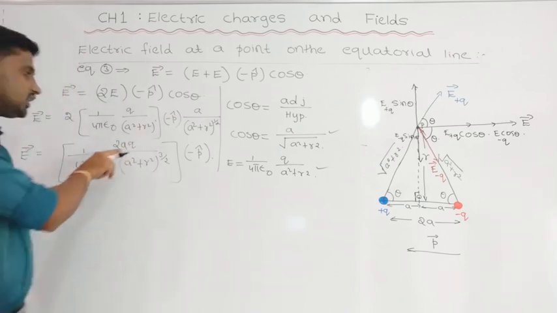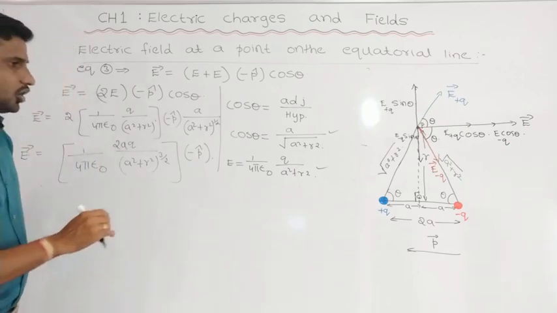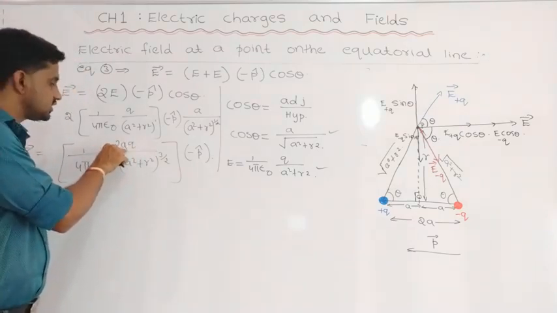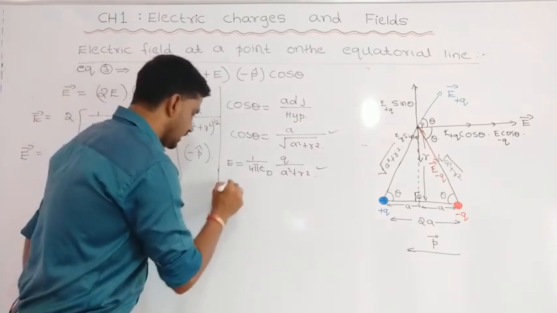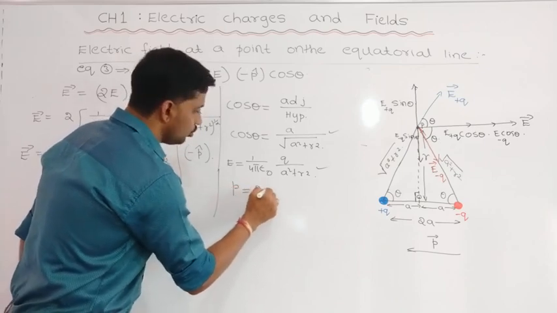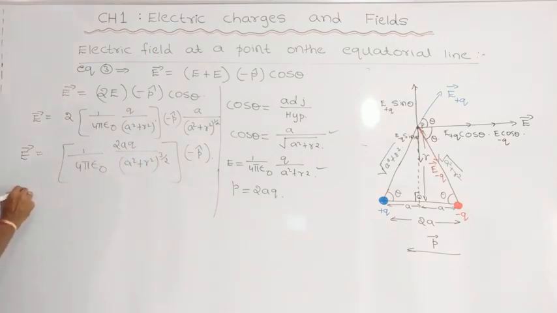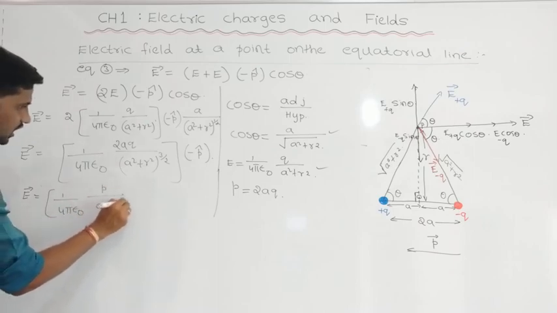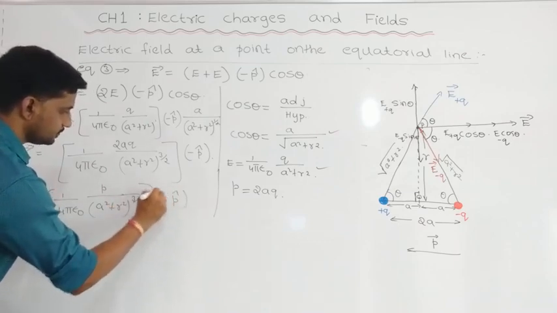But we know that 2aq is nothing but the electric dipole moment. Electric dipole moment means it is the product of the magnitude of one of the charges and the distance between the two charges. The distance between the two charges is 2a. Magnitude of one of the charges is q. That means I can write P is equal to 2aq. This is the electric dipole moment. Then by substituting that, I will get E vector is equal to 1 by 4 pi epsilon naught P divided by A square plus R square to the power 3 by 2 into minus P cap.